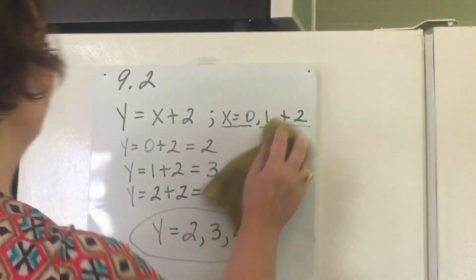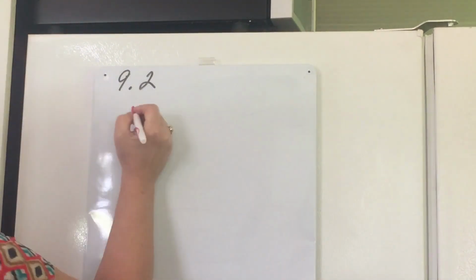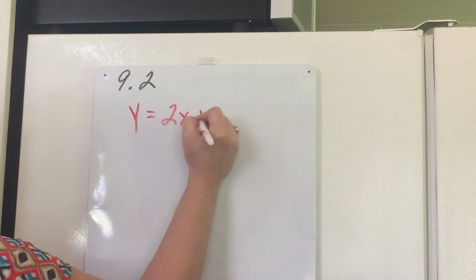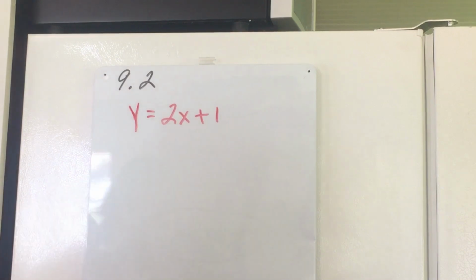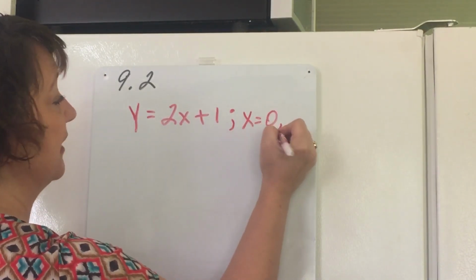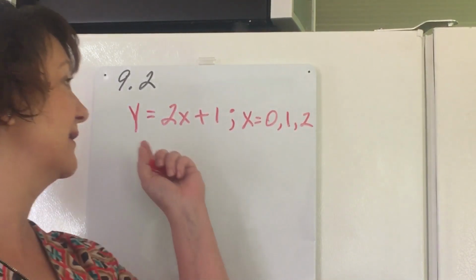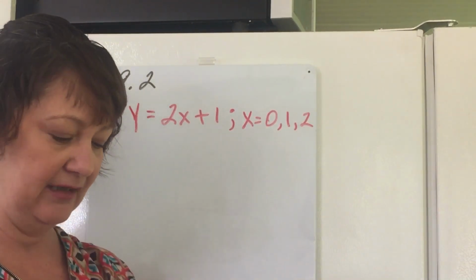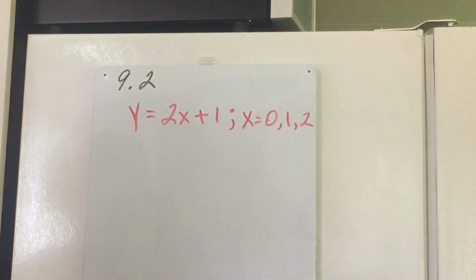Let's do another one. This time, let's step it up a little bit. Let's say my equation is y equals 2x plus 1. Well, that means 2 times x. And once again, I'm going to say x could be 0, it could be 1, or it could be 2. So you're going to solve for y how many times? 3 times.